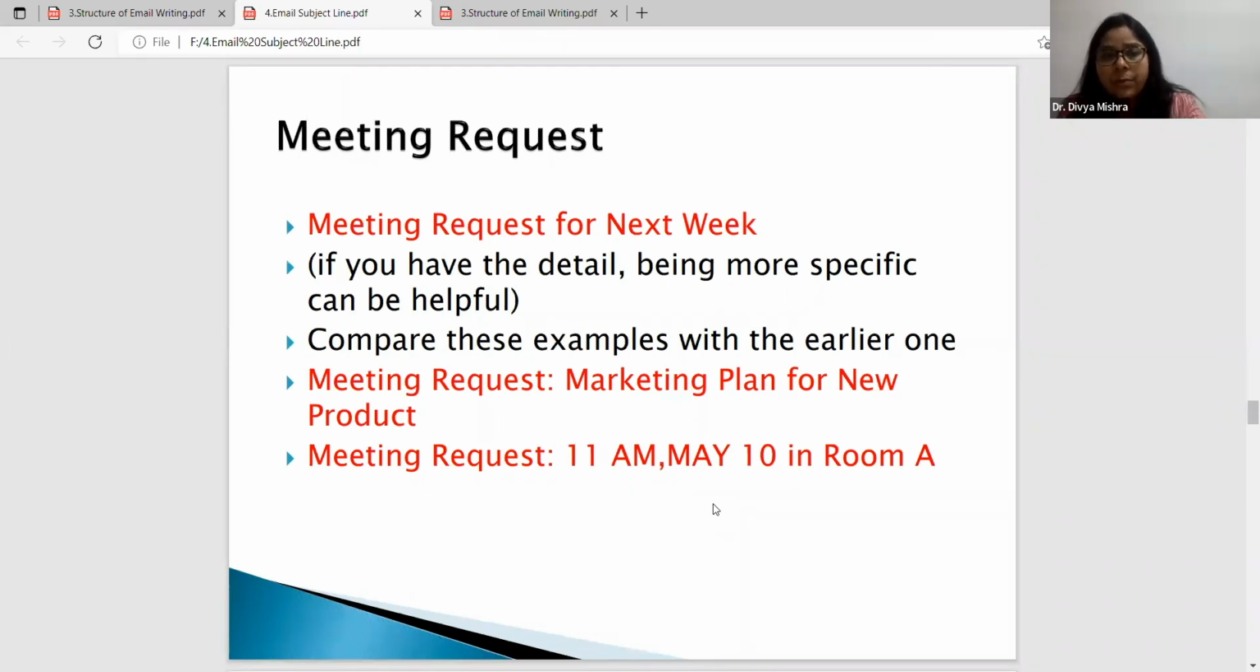So if you have the detail, being more specific can be helpful. You can compare these two examples which are written in front of you. Meeting request, marketing plan for new product. It is stating the agenda, that we will be discussing a marketing plan for a new product. And the second one is telling the time, the date and the venue. So both subjects are clear. One is clear in terms of agenda, and the second is clear in terms of the timing, the venue and the date of that meeting.